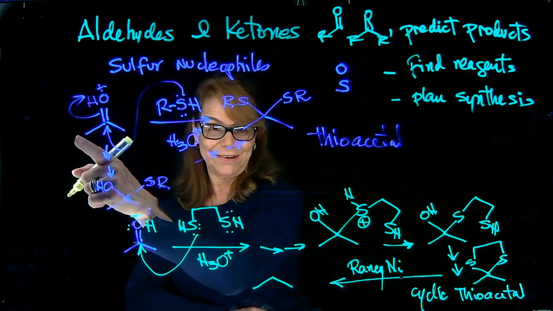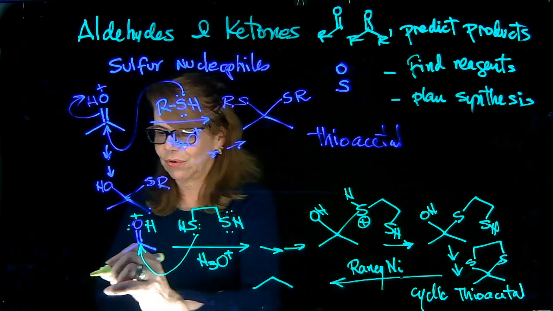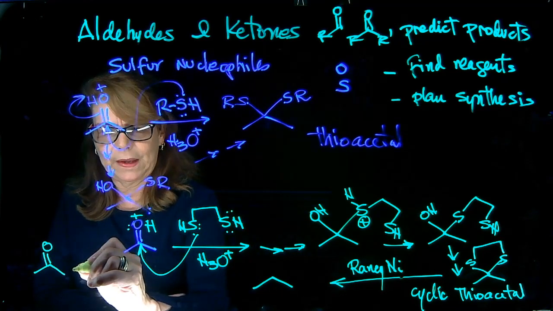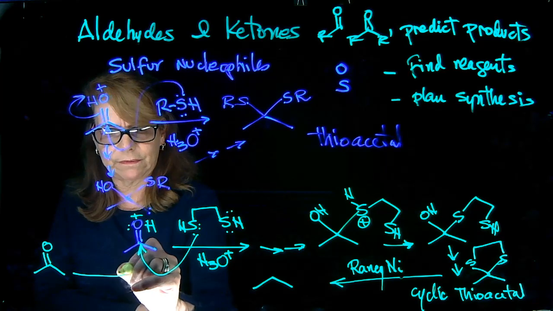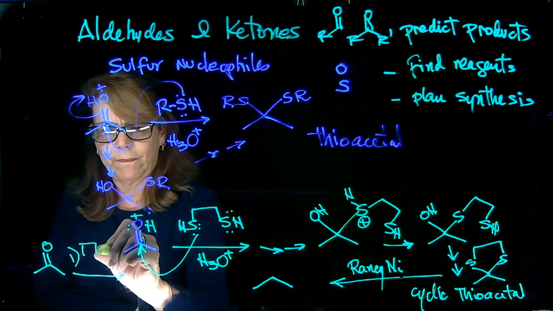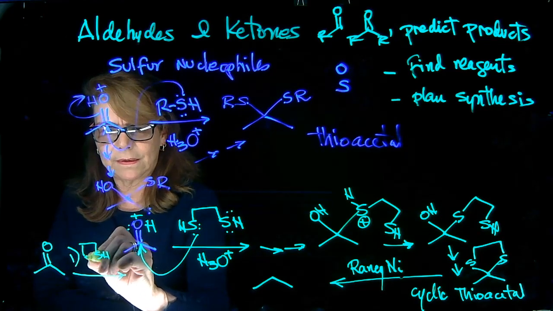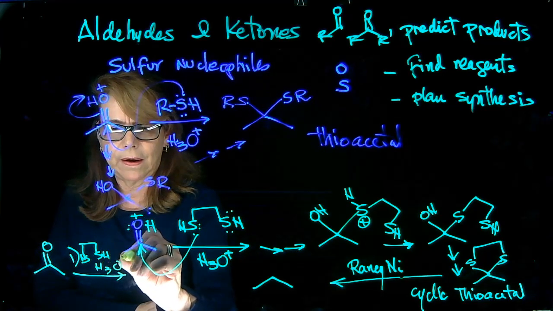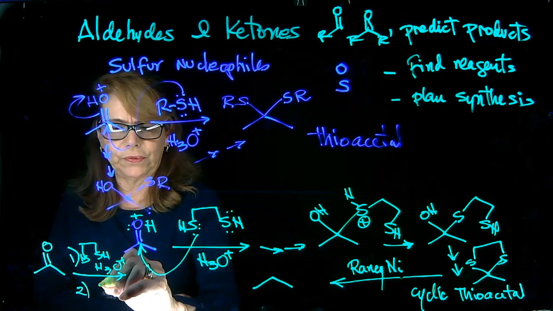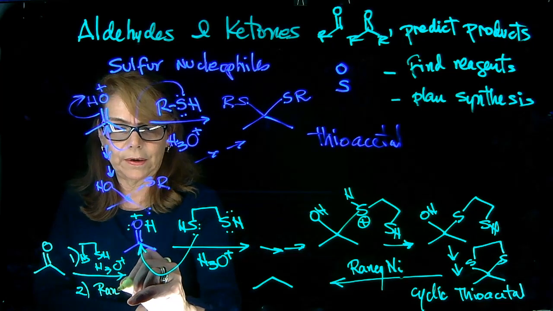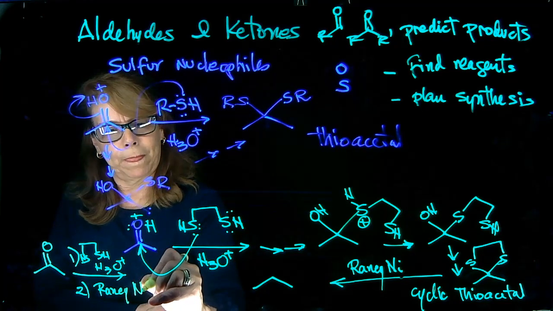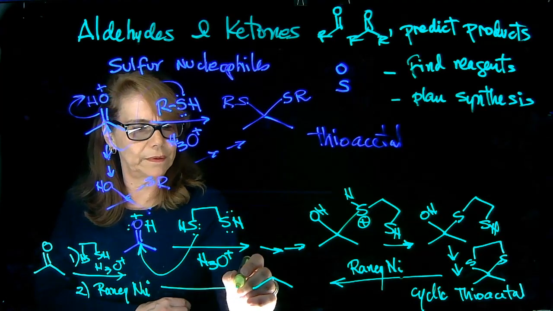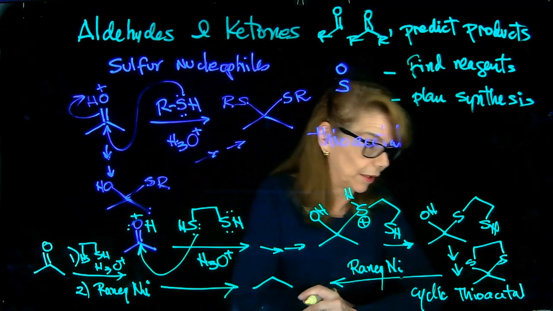So I started here. And so let's draw the steps. If I do this and do first reaction, the cyclic thioacetal formation, and then use Raney Nickel, I will obtain, this is nickel, so removing the carbonyl altogether.